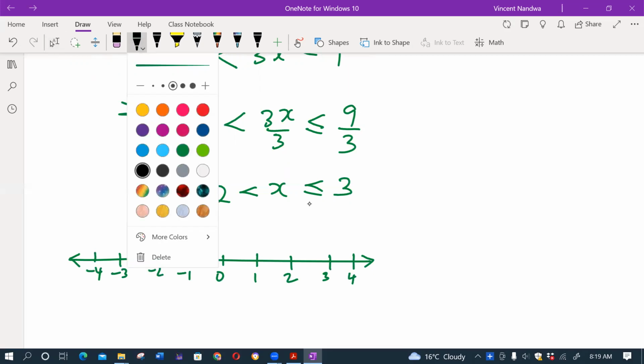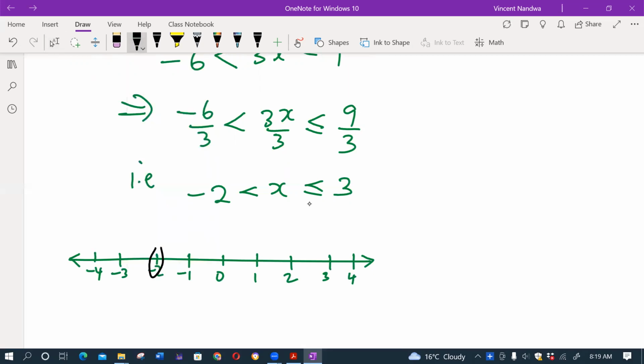So we have -2, then we have 3, but this less than or equal to means that we shade this part at 3, but leave -2 open. Then join these two circles, and on top of those circles, write the compound inequality. So that's how we solve that question.